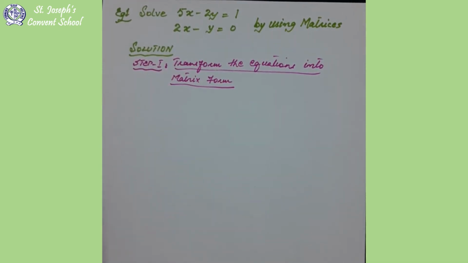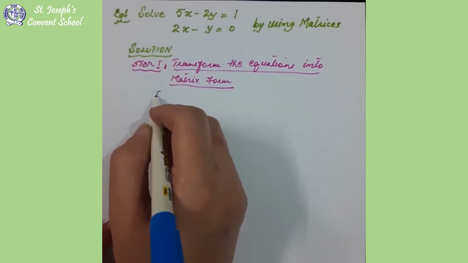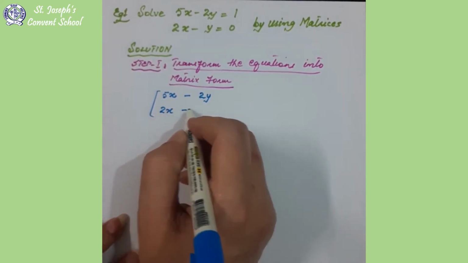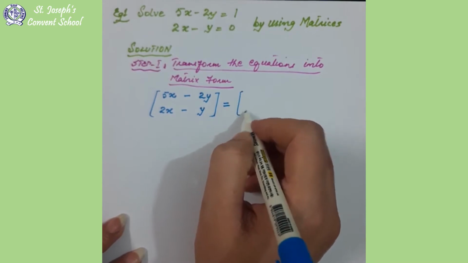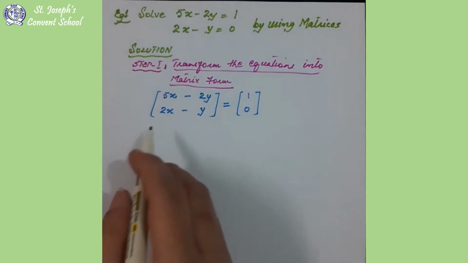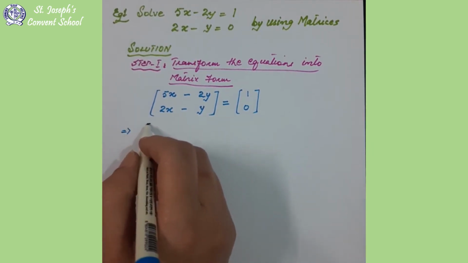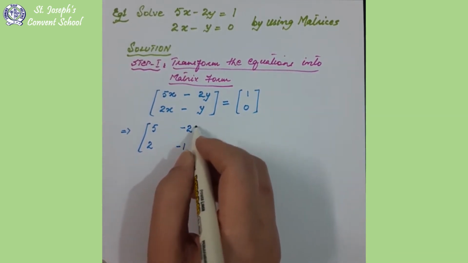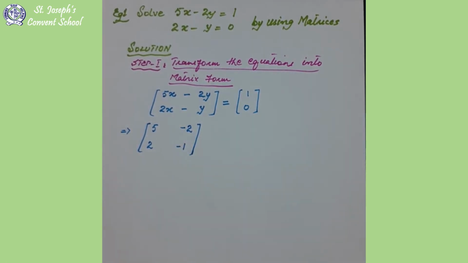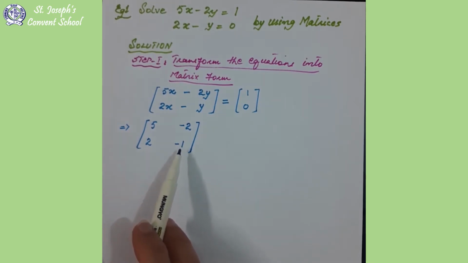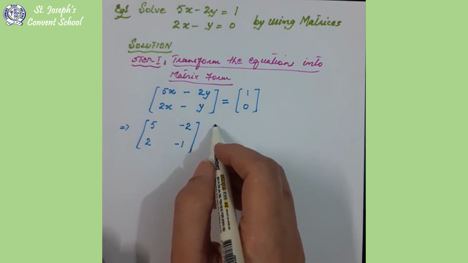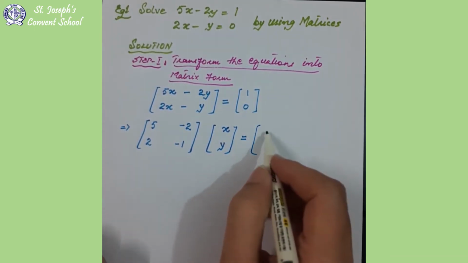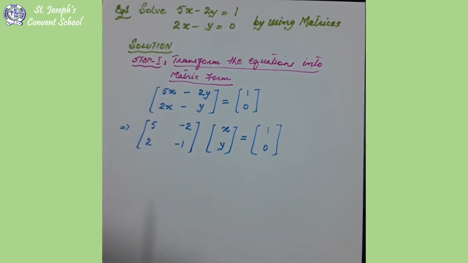So we will write the equations into matrix form. There are two equations, so we'll write both: 5x minus 2y and 2x minus y, equals 1 and 0. Now we will separate the variables and coefficients. Coefficient of x in the first column, 5 and 2. Coefficient of y in the second column, minus 2 and minus 1. The minus sign is given, so you will write the minus sign with the elements. Next column you will write x, y, the two variables, and the last column equals 1, 0 as it is.